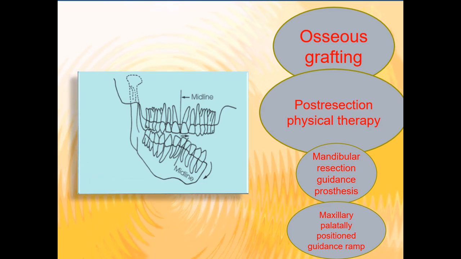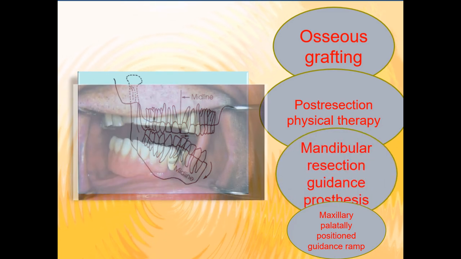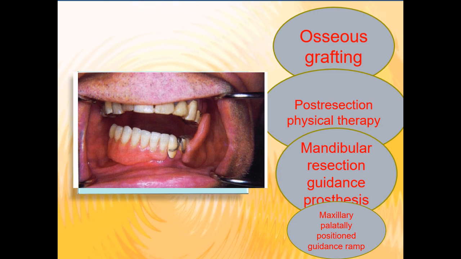The next is the use of mandibular resection guidance prosthesis. This is an option when the residual mandible can be easily repositioned into proper alignment by manual guidance either by patient or by clinician. So if minimal pressure is required to maintain mandible in its correct position, you can go for a mandibular guide flange or maxillary guidance ramp.